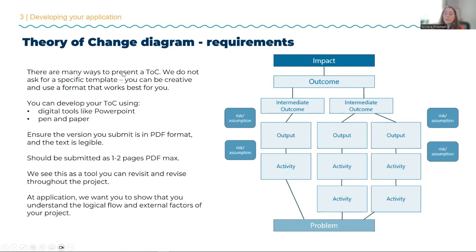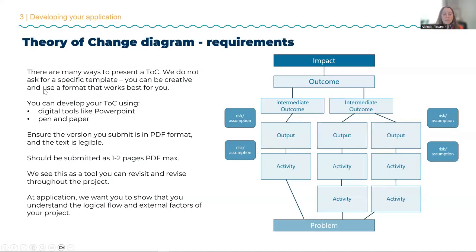We see this as a tool that you can revisit and revise throughout the project. We know it's not simple to come up with a theory of change. What we want to see is your thought process so far in the design of your project. At the application stage, the expert committee will be looking to see if you've presented a logical flow and thought about the external factors that might influence your project.